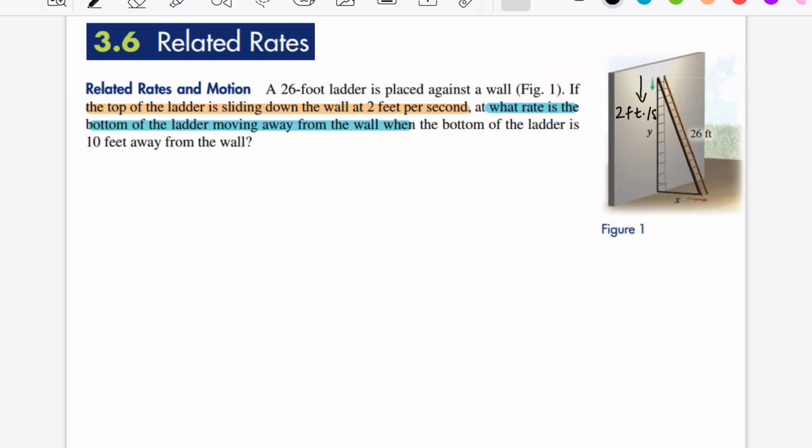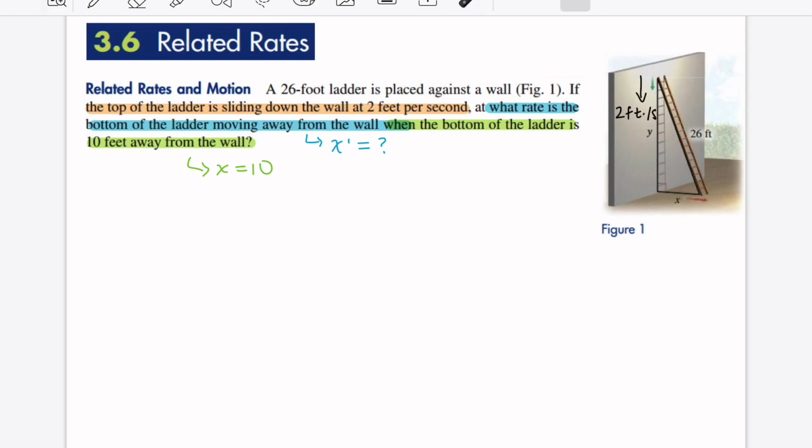We want to find the rate that this distance, or x, is changing. We want to find the derivative of x, so x prime. And we want to find the derivative of x when the bottom of the ladder is 10 feet away from the wall. We know that the distance of the bottom of the ladder from the wall is x, so this means we want to find x prime when x is equal to 10.